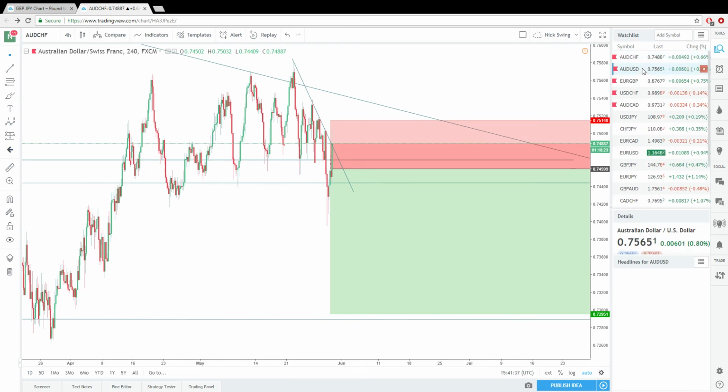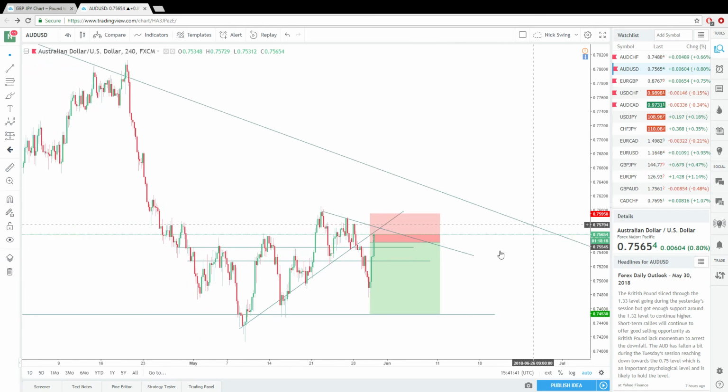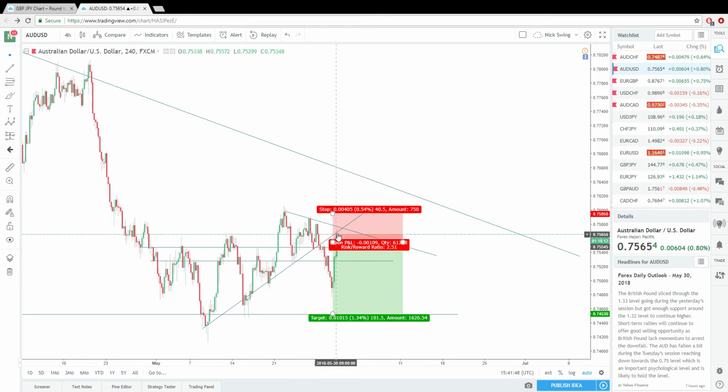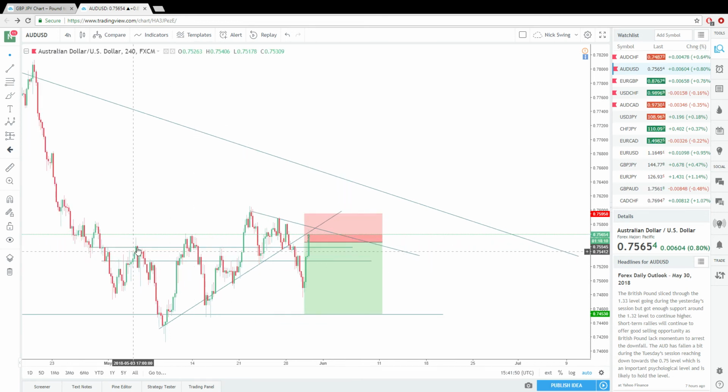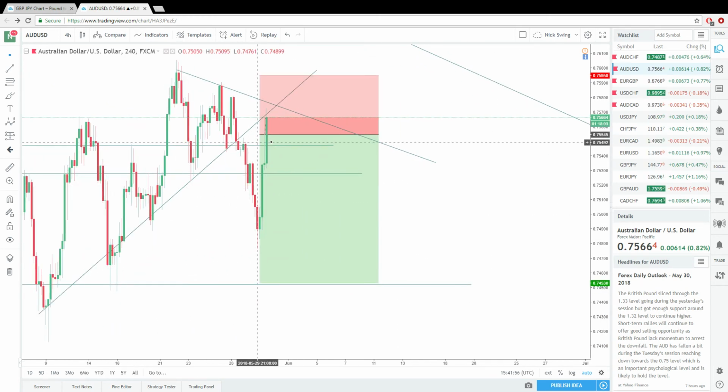So the other one was Australian dollar versus the US dollar. This one looks pretty good. So we had an uptrend here. We had price crack that, come up and retest it. And then initially we were looking at this level right here for price to retest. So price retested this level, and if you can see here, we had like a wick that came down.